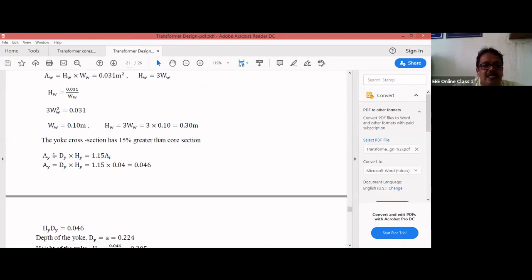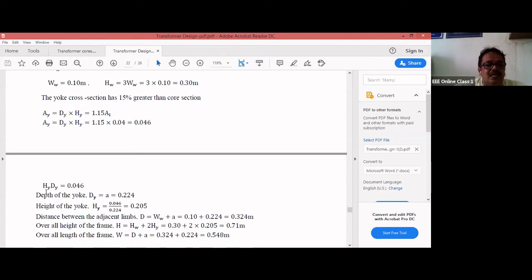Okay. So the area of the yoke is nothing but dy into hy, depth of the yoke into height of the yoke, which is equal to 1.15 AI. 1.15 means 15% more than the core section. Then the area of the yoke is equal to, substituting for AI, which is already calculated as 0.04, 0.046. So hy into dy is equal to 0.046.